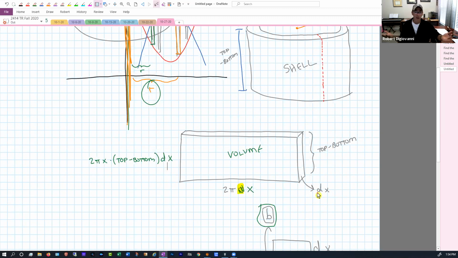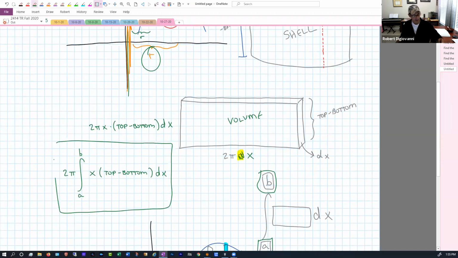But we want to add them all up, right? So we want an integral. And our integral is going to go from A to B, because remember, that's what x is going to slide between, A and B. The 2 pi can come outside. I have the x still in there. And then I have top minus bottom, dx. And that's the one that you need. Well, I'm going to say circle that, but I'm also going to have you put question marks on that because that's not the final version that I'm going to give you. But that's pretty close to what we need for right now.